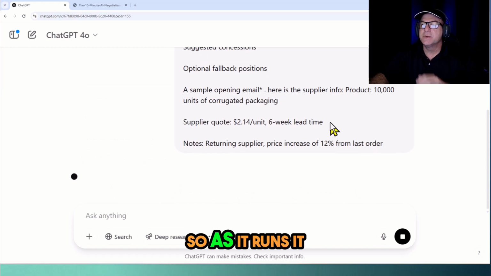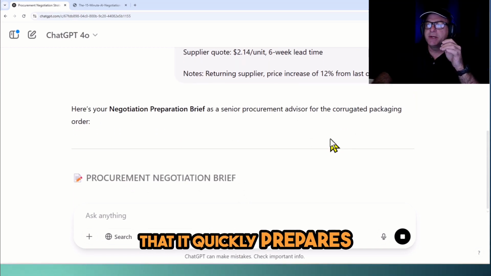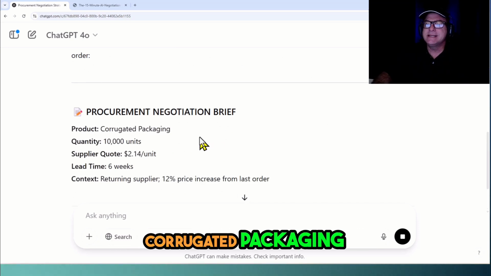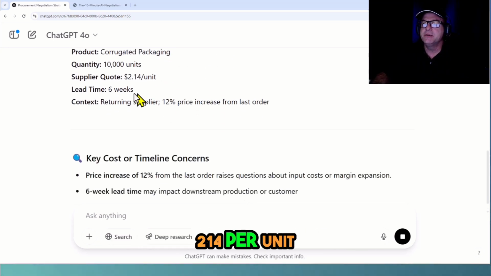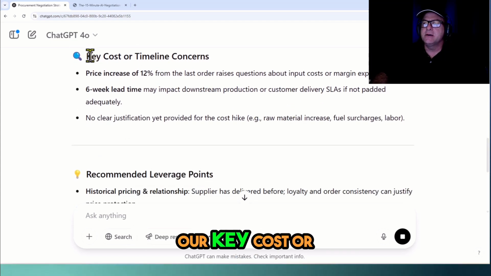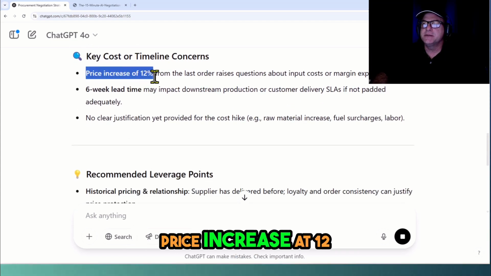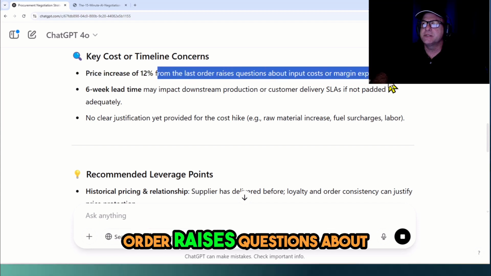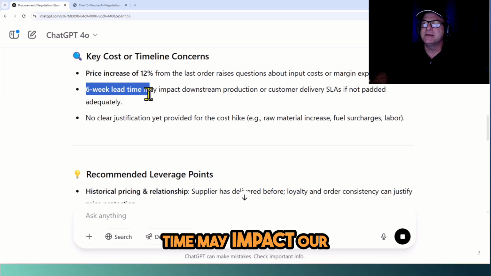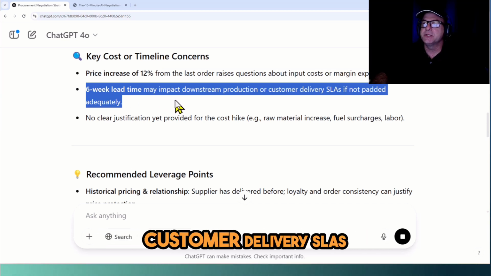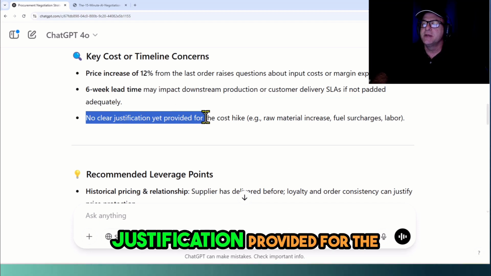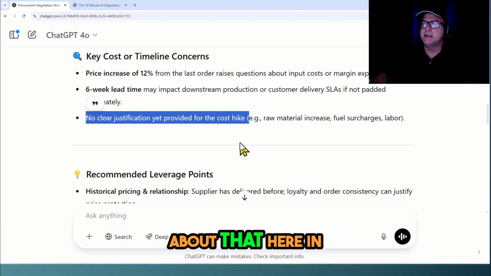Let's run it. As it runs, you'll notice the time it takes to quickly prepare and provide the information that you're looking for. Procurement negotiation brief: corrugated packaging, 10,000 units, $2.14 per unit, 6 weeks, and a returning supplier with a 12% increase from the last order. Our key cost or timeline concerns: the price increase of 12% from the last order raises questions about input cost or margin expansion. The 6-week lead time may impact our downstream production or customer delivery SLAs if not padded adequately, and there's no clear justification provided for the cost hike. We're going to talk about that here in a second.